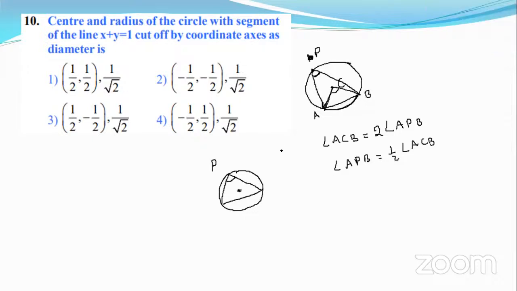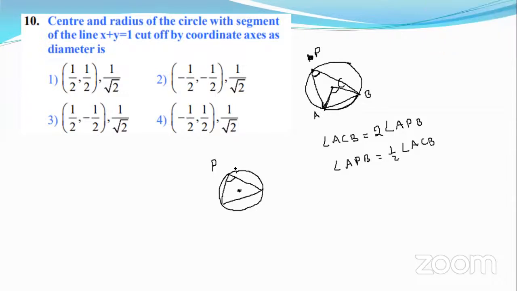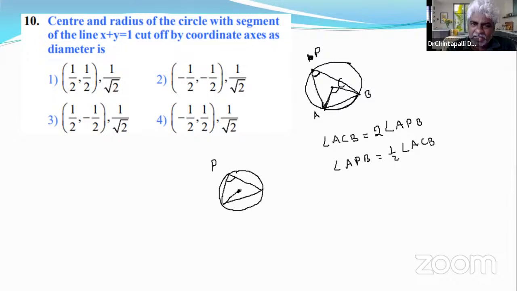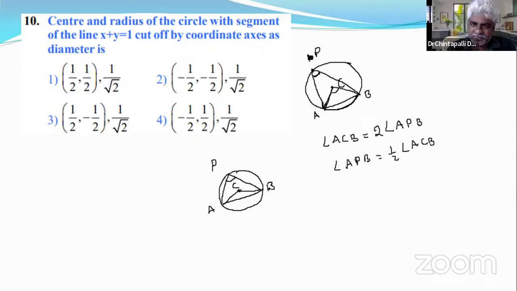If we decrease the distance between that chord and the center, the angle becomes greater. Right. In this case also, angle APB is half of angle ACB. Angle APB is half of angle ACB, right? And finally, we conclude this discussion.